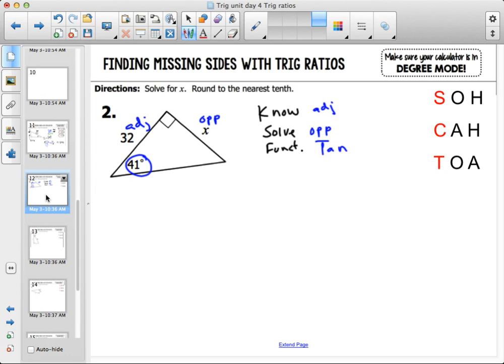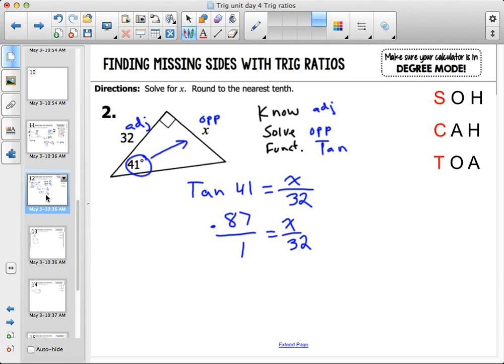All right, so next comes our proportion. We say, if I'm using the tangent of a 41-degree angle, it is equal to the opposite side, which is going to be x, over the adjacent side, which is 32. Tangent of 41 is equal to 0.869, so we're going to round that to 0.87. Remember, my advice is to always put that over 1 and then set it equal to x over 32, because then we truly see it for what it is, which is a proportion.